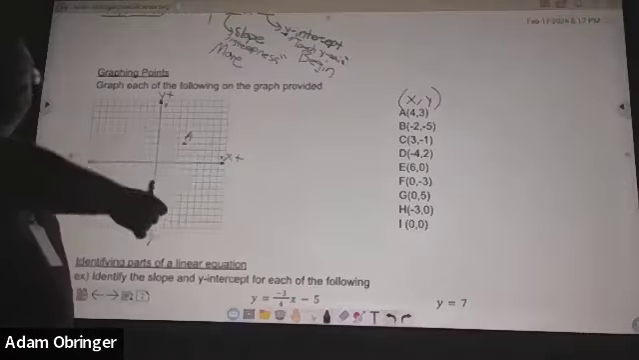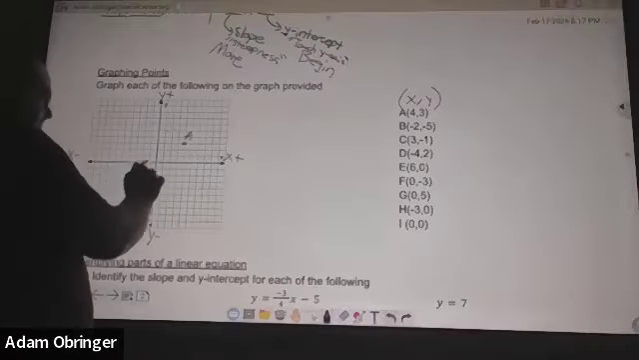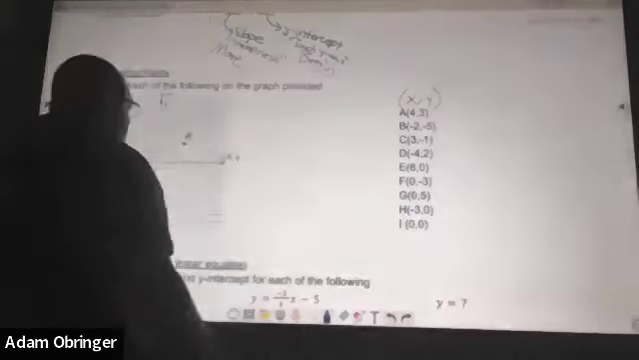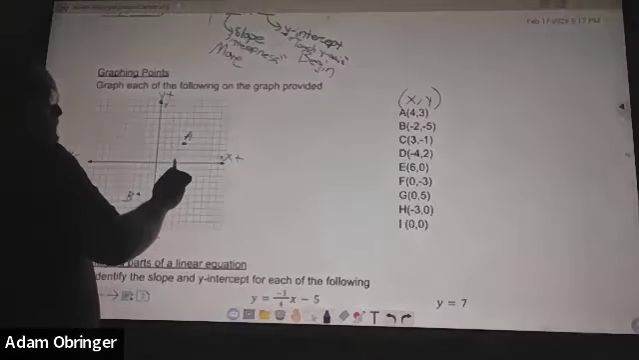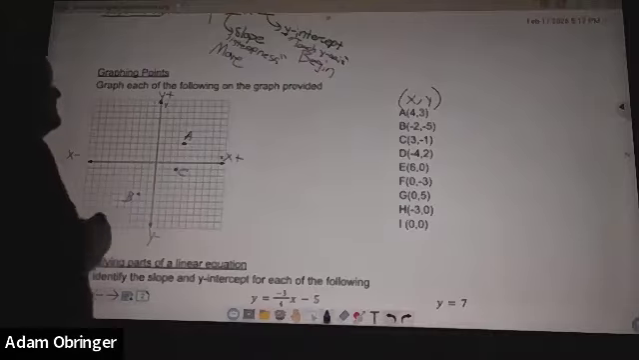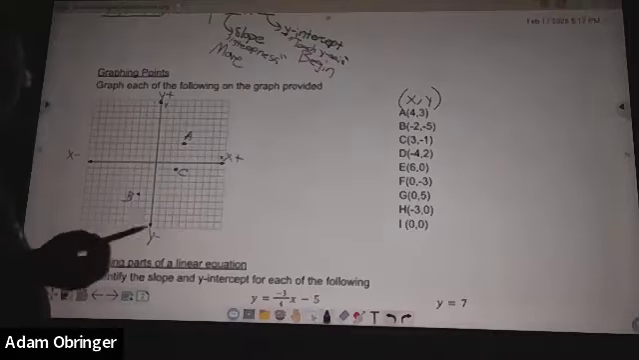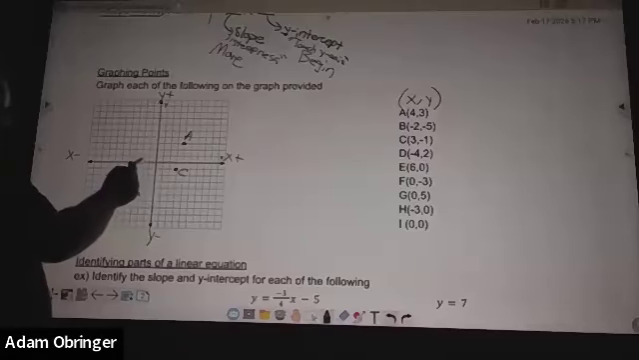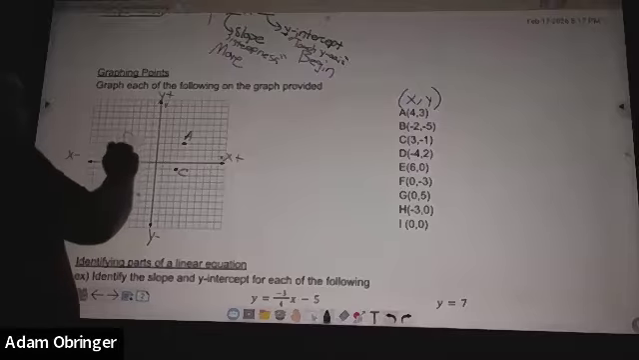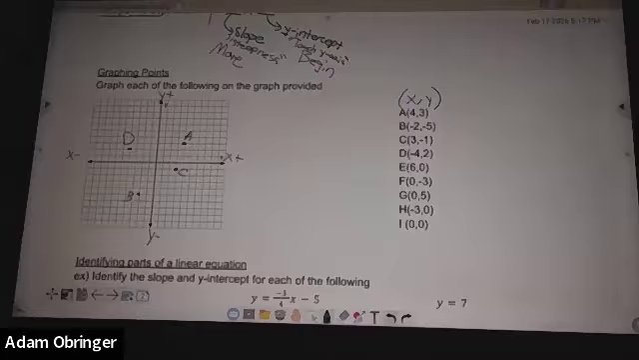C is at 3, -1. So we're going to count right 3. 1, 2, 3. Of course, I jumped the gun there. Right 3, and then a -1 for y is down 1. So right there. That's C. D is -4, 2. So count left 4. 1, 2, 3, 4, and then up 2. That is D.